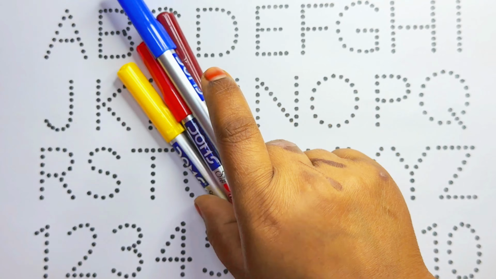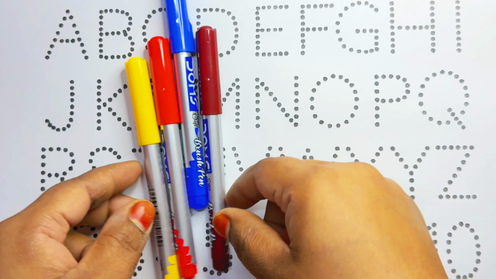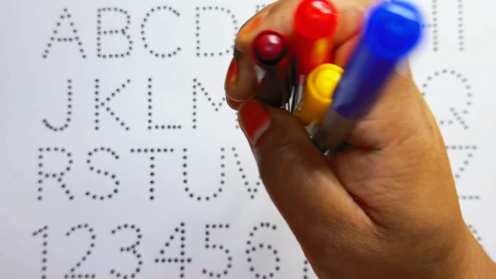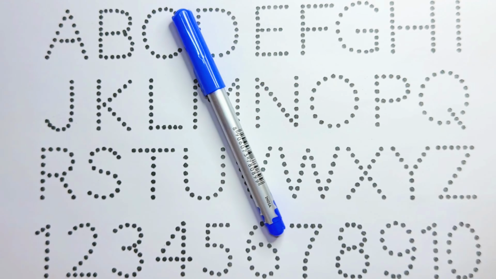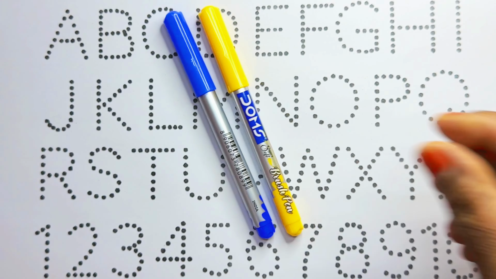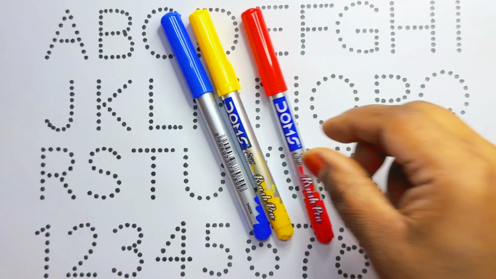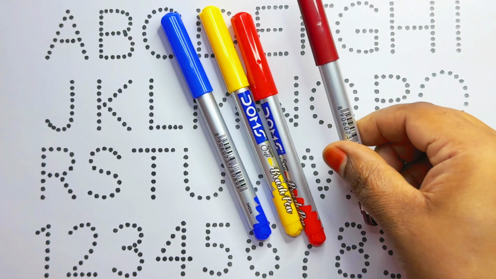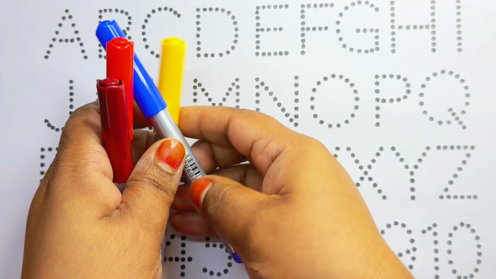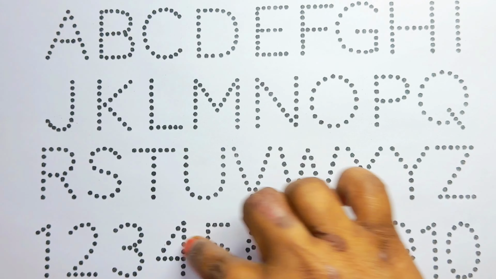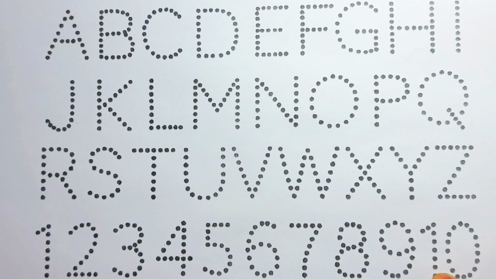Let's learn some colors name. Blue color, yellow color, red color, and brown color. Today we will learn alphabets and numbers. Let's start.